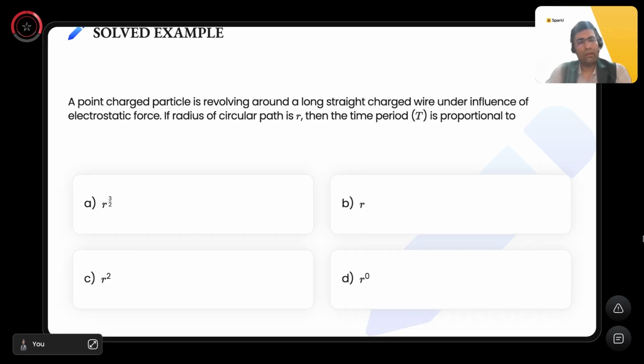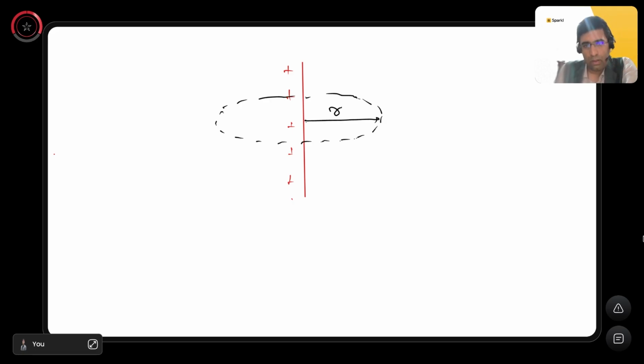A point charge particle is revolving around a long straight wire under the influence of electrostatic force. If the radius of the circular path is r, then the time period. Yeah, again, same similar question, but it's very important. That's why I've taken it. So same concept, there is a line charge, and a charge is moving in a circle around it. So again the electrostatic force will provide the centripetal force. But how will we find the electrostatic force over here?